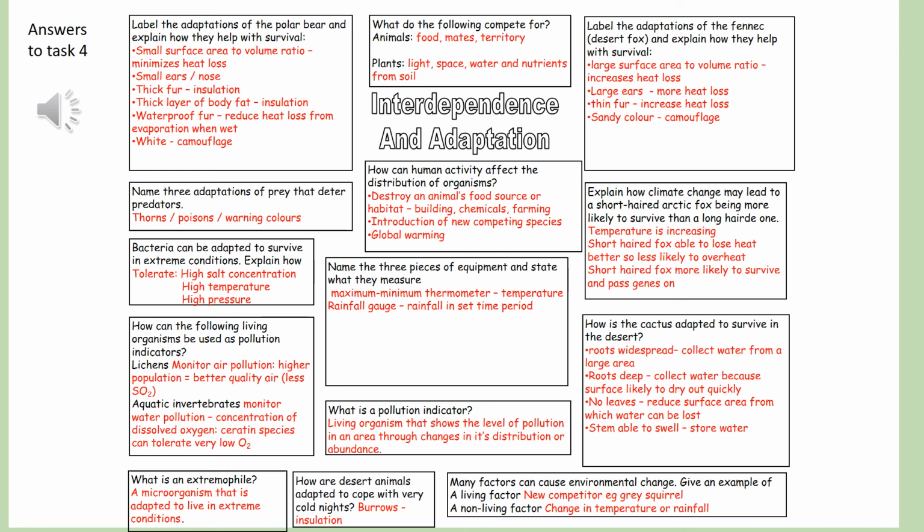So, hopefully you have had a look at your work and you've made any corrections that you needed to. Hope we're understanding now about interdependence and adaptation and what adaptation's all about.